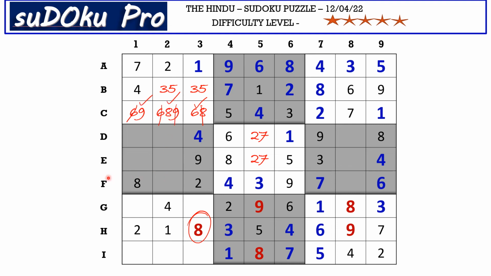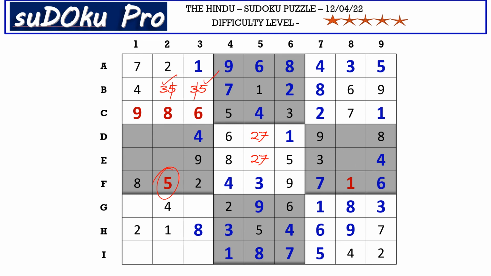Also in F row there are only 2 empty cells and the missing numbers are 1 and 5. There is a 1 here. So F2 takes 5 and F8 takes 1. This 5 here in F row cancels out the 5 here. So B2 is now 3 and B3 is 5.